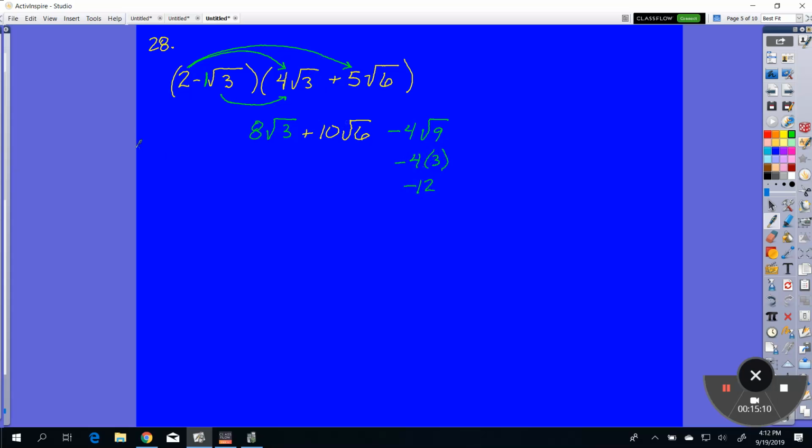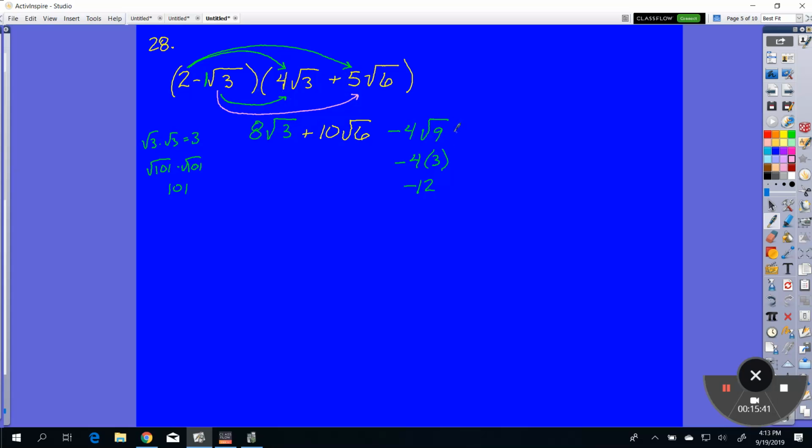So anytime you have like the square root of 3 times the square root of 3, it'll always be the same. It'll always be the number that's underneath. So if I have the square root of 101 times the square root of 101, it's just 101. So that always works out that way. Anyways, carrying on with what we're doing now, that's negative 1 square roots of 3 times 4 square roots of 3. So now we need to go negative 1 square roots of 3 times 5 square roots of 6.